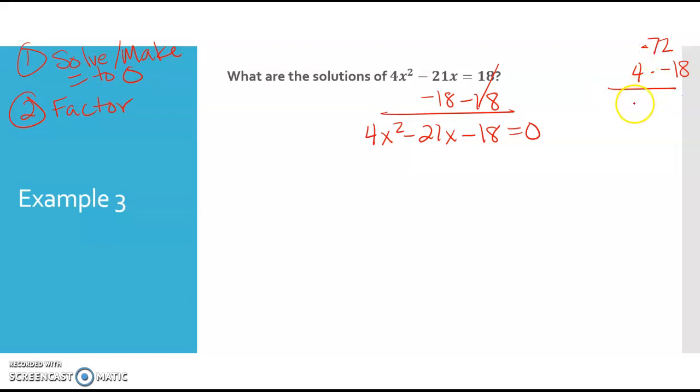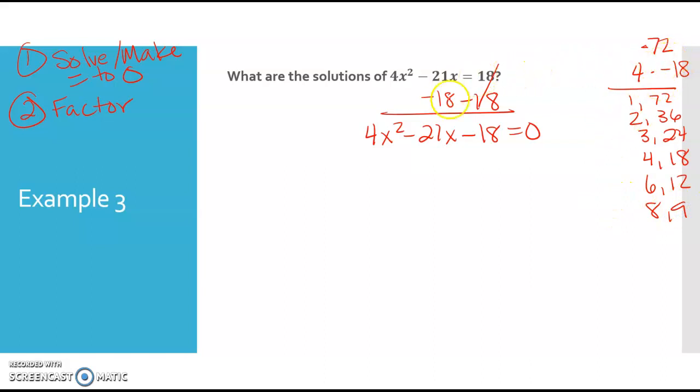So how do we multiply to get to 72? Well, that could be 1 and 72. That could be 2 and 36. That could be 3 and 24. That could be 4 and 18. Mrs. Cartwright had a brain fart. 6 and 12. And 8 and 9. So those are our list of factors.